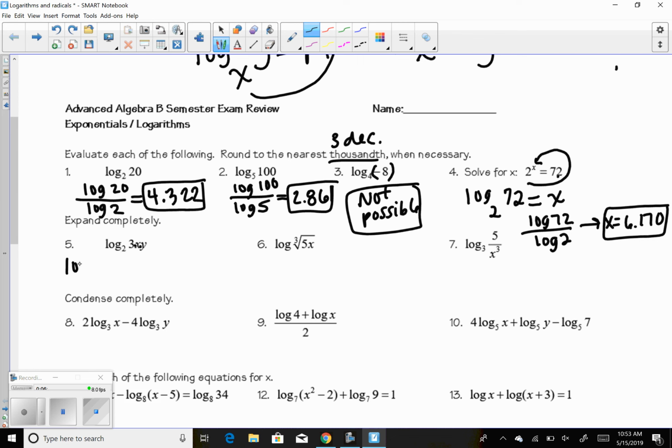So I get log base 2, 3. Then I bust it up again. Log base 2, next comes the x. Bust it up one more time, plus log base 2 of y. That's it for that one.